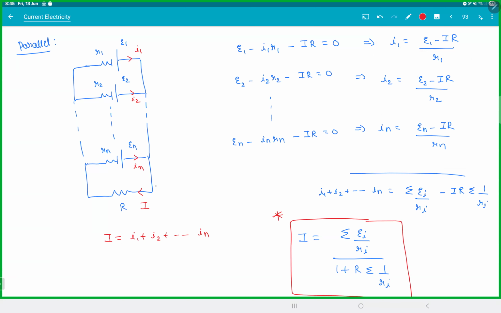By chance, if they ask you for the potential difference between the terminals A and B, VA minus VB will be simply IR. Not really a great formula. I've never seen this thing being that useful. If you ever get this, you better do it again. But okay, for parallel that is there. But when you take only 2 batteries, you get a really decent formula. We will see that. But have a look at the derivation, how we did this.